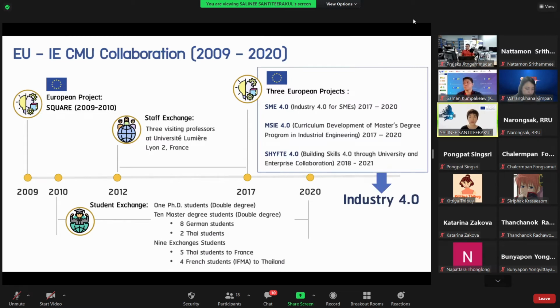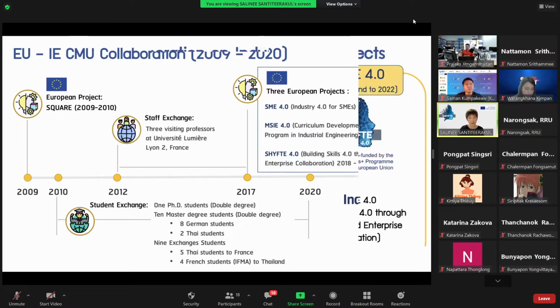Since 2017, we have had a good opportunity to do European projects with our EU partners. Since then, we have had 3 European projects, of which the first one is SME 4.0. The second one is MSIE 4.0. And the last one that we got a grant for from the EU partner is Shift 4.0 as well. You can see that all these 3 projects are about Industry 4.0.